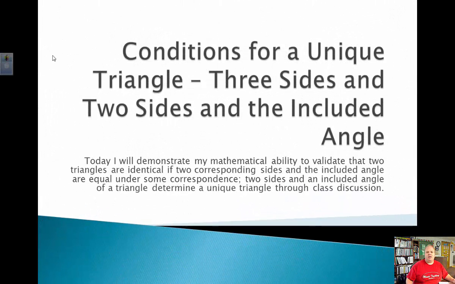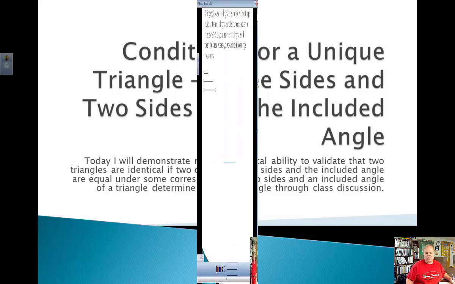Today we're going to talk about some conditions for a unique triangle. In particular, we're looking at 3 sides, and 2 sides and the included angle. Your objective today: I will demonstrate my mathematical ability to validate that 2 triangles are identical if corresponding sides and the included angle are equal under some conditions, or under some correspondence. 2 sides and the included angle of a triangle determine a unique triangle, through class discussion. Let's go ahead and get started.